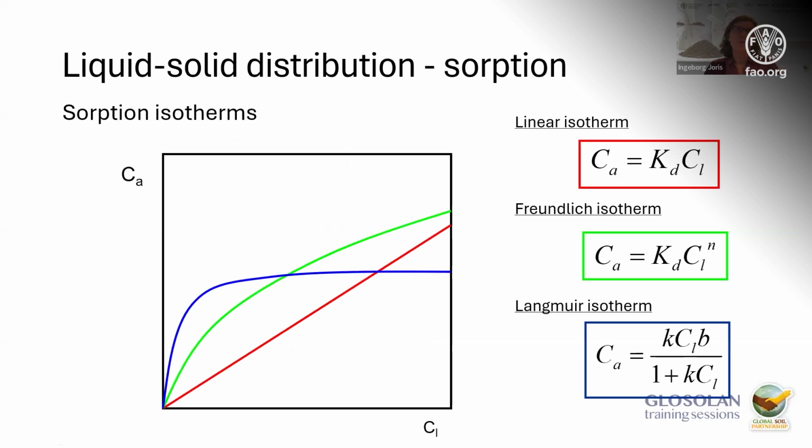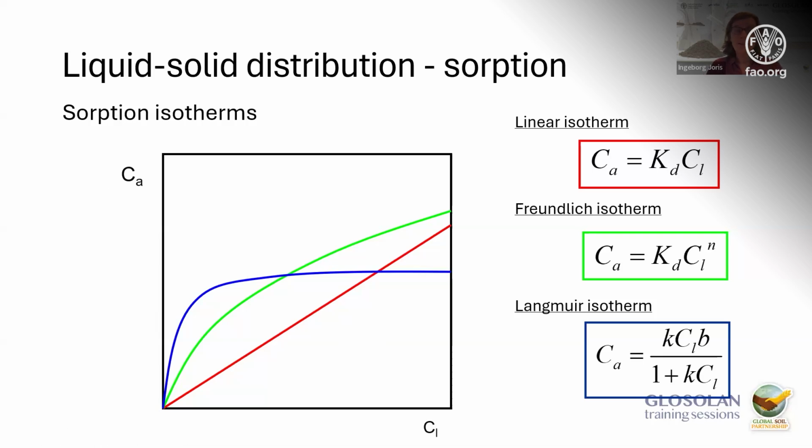Okay, so we have our distribution over the different phases. And what are now the relations or the processes that take place? If we look at the liquid-solid distribution, so how will the solute be distributed over the solid phase and the liquid phase? This is called sorption. So sorption is the tendency for a solute to go onto the solid phase. And this is typically described by sorption isotherms. So here you have some examples. So each of these lines is a sorption isotherm.